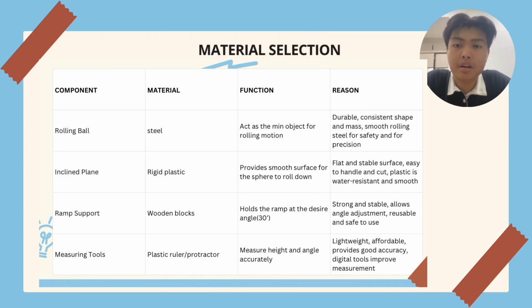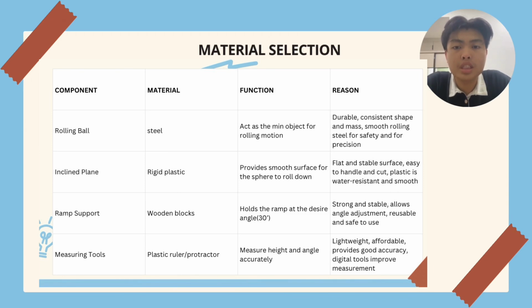Next, we have the ramp support. The ramp support is made from wooden blocks. The function of the support is to hold the ramp at an angle of 30 degrees. The reason is that it is strong and stable. We use wooden blocks to allow angle adjustment, and they are reusable.